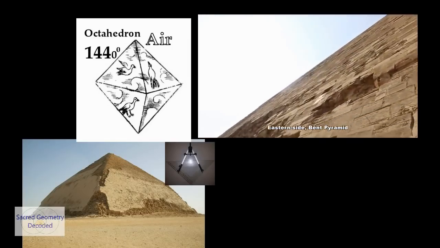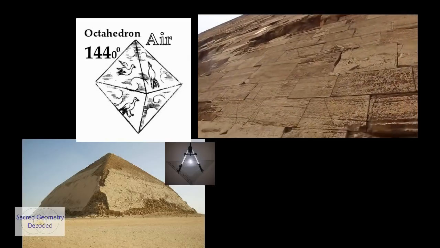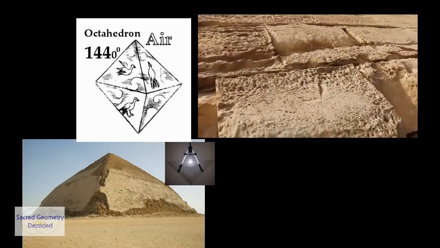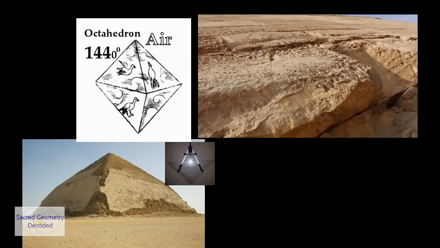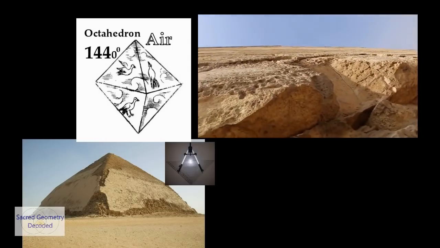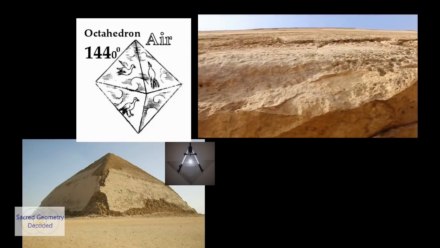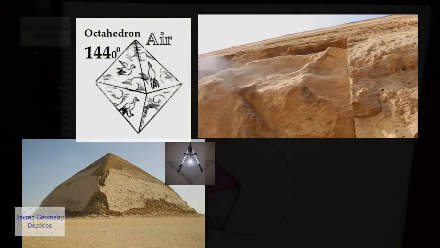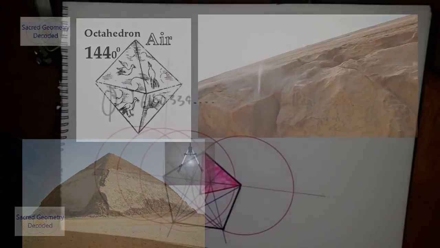When they began construction, they were using this angle which incorporates the equilateral triangle. If they had kept building the bent pyramid at the angle that they started, they would have created one half of an octahedron. Those are four Platonic solids, and we'll examine that now.